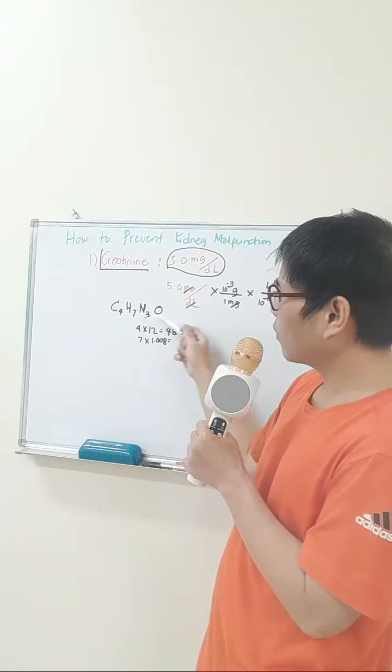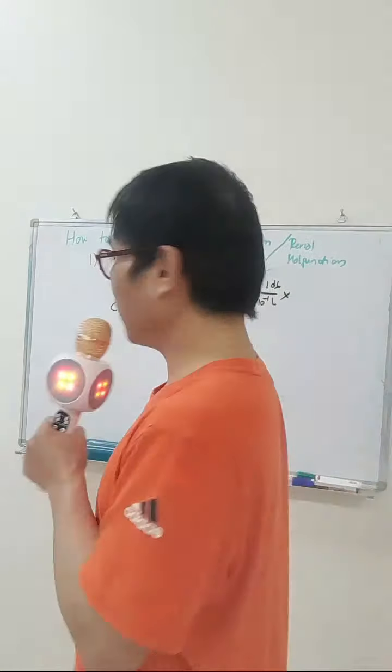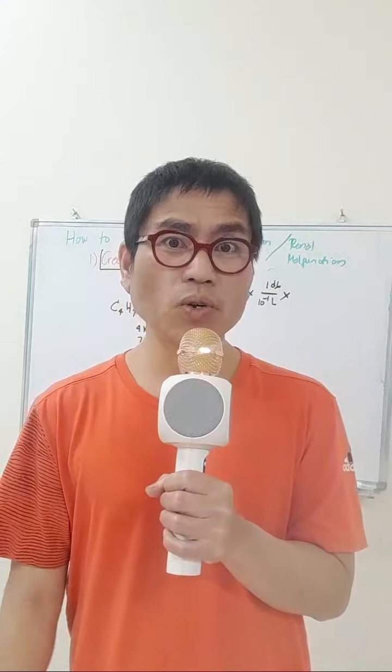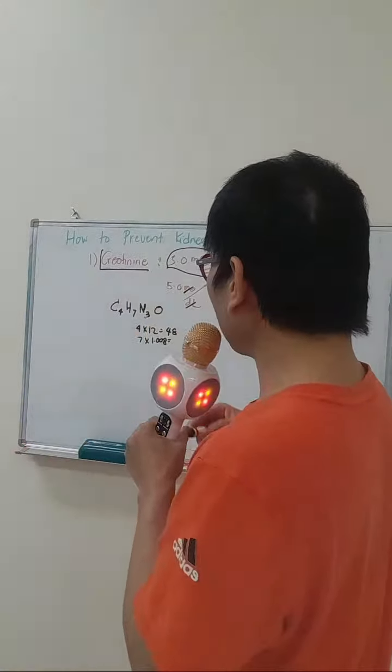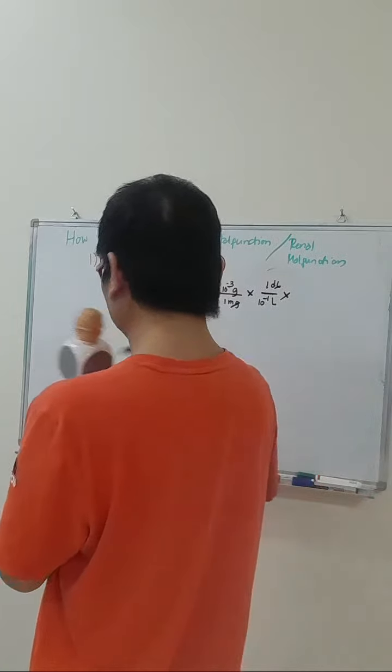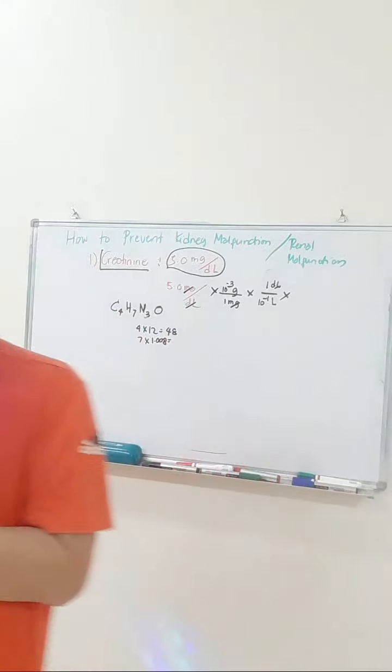So this is the formula of creatinine. I don't have my chemistry book, so I have to search for the molecular weight, then compute. Okay, 7 times 1.008.